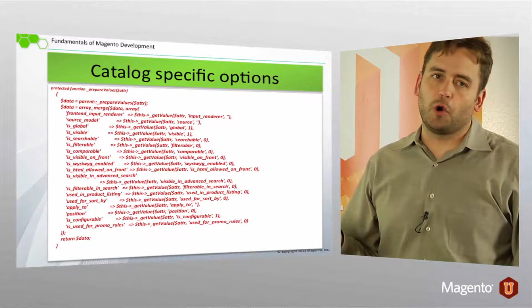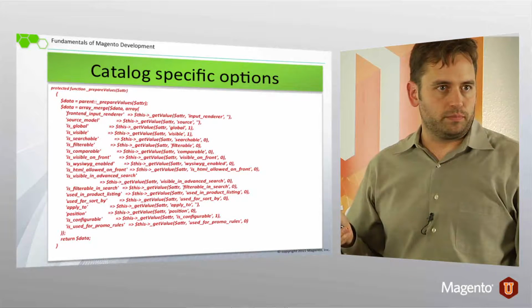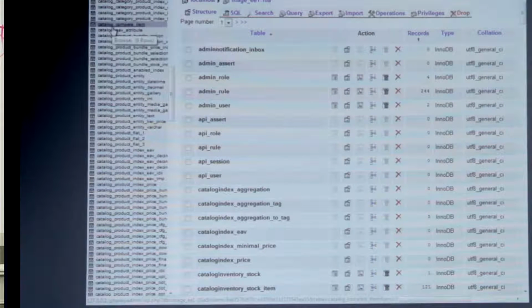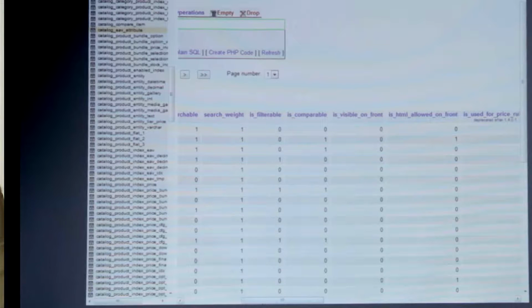And this information is stored in an additional table, catalog product attributes, I believe. Is that in here, or am I thinking of something else? Oh, I'm sorry, catalog EAV attribute. Here we have all of this additional information. So this is additional meta information about these attributes, but only as it pertains to the catalog EAV entities.